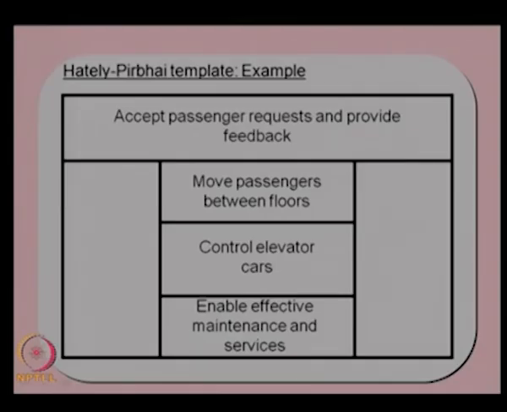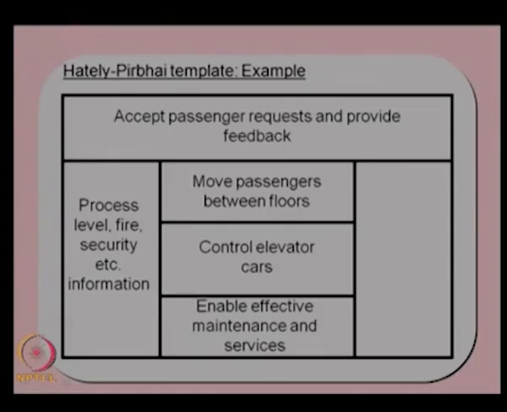So, these are the 3 sub functions, basically accept passenger request and provide feedback, control elevator car, and enable effective maintenance and services. We can call them the level 1 functions. If you take move passengers between floors as the top level function, then we have 3 level 1 functions which are actually the sub functions of the top level function. And apart from this, we need to provide input processing as well as output processing. So, it has to process the level, fire, security, and other information in order to provide the required service.